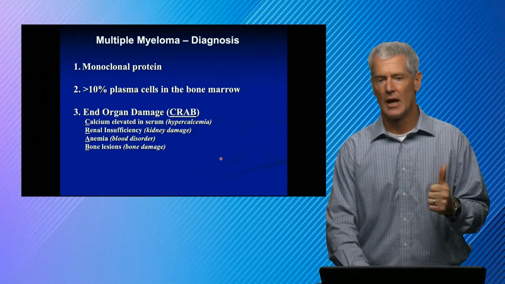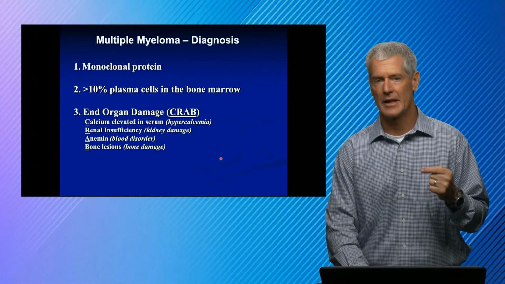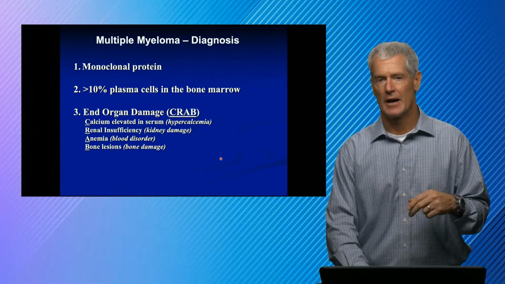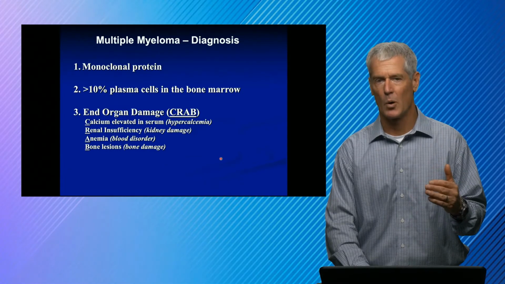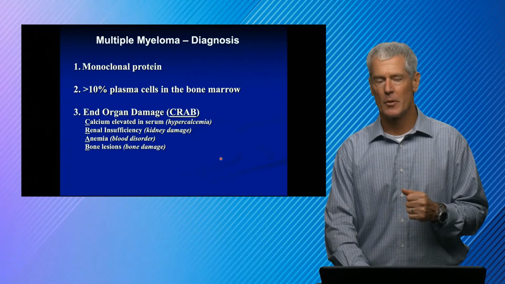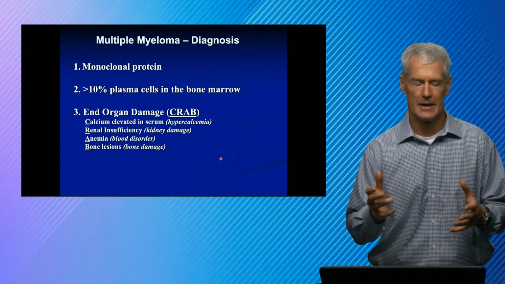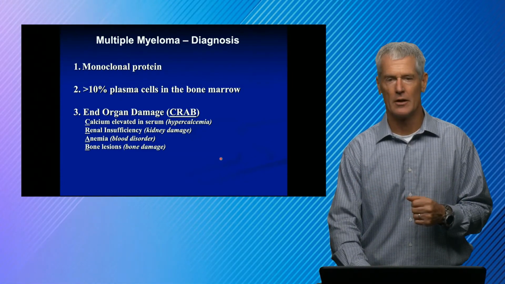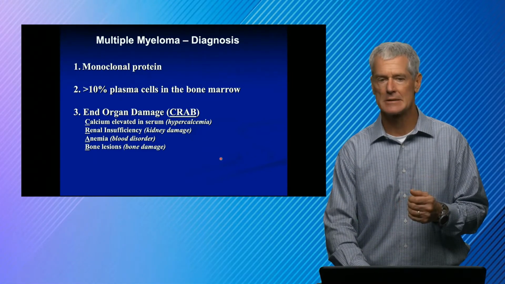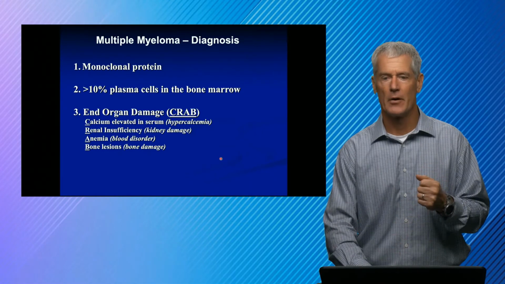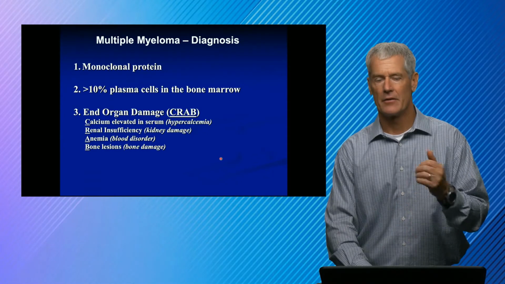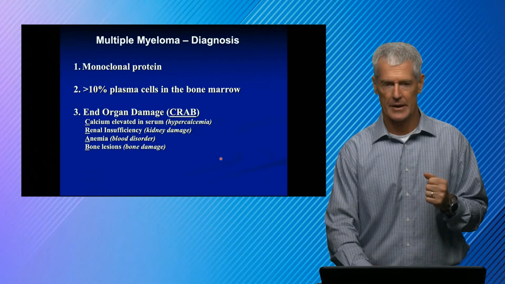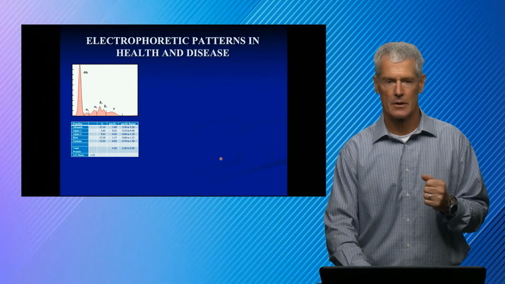So if you just have a monoclonal protein, that might be MGUS. If you have monoclonal protein plus plasma cells, that might be what they call smoldering multiple myeloma, which is sort of in the background, but is going to have a worse prognosis than MGUS. And if you have all three, you have multiple myeloma. And so any of the findings in CRAB make that diagnosis.